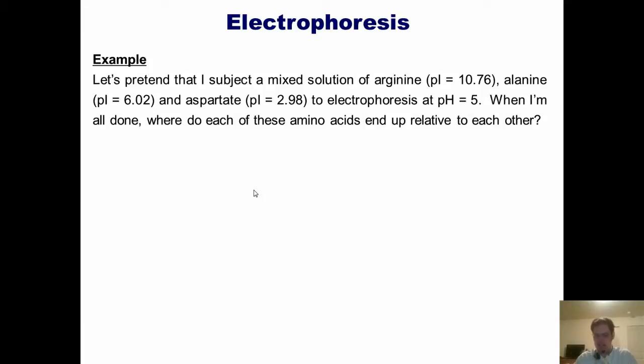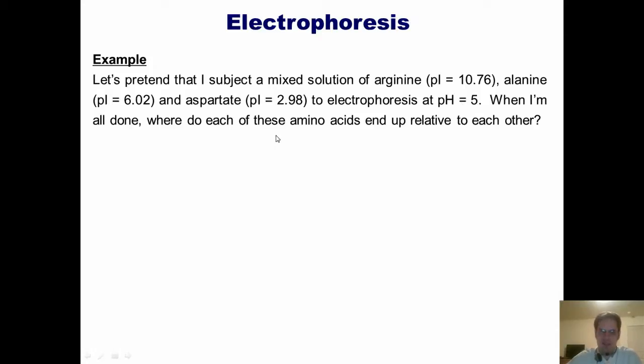Let's take a look at an example. Let's pretend that I subject a mixed solution of arginine, alanine, and aspartate with these individual isoelectric point values to electrophoresis at pH 5. When I'm all done, where do each of these amino acids end up relative to each other?